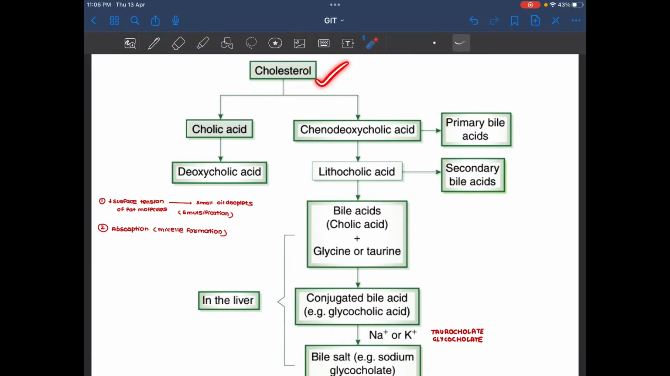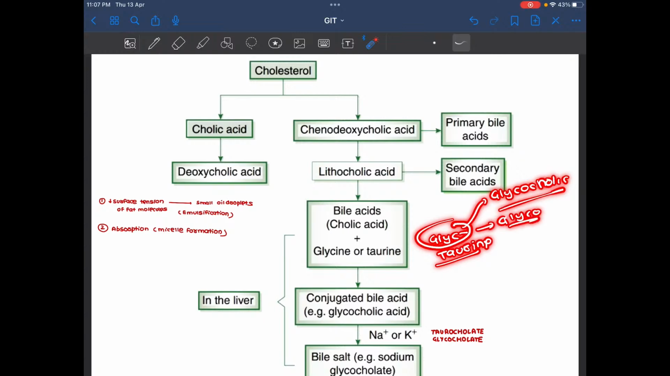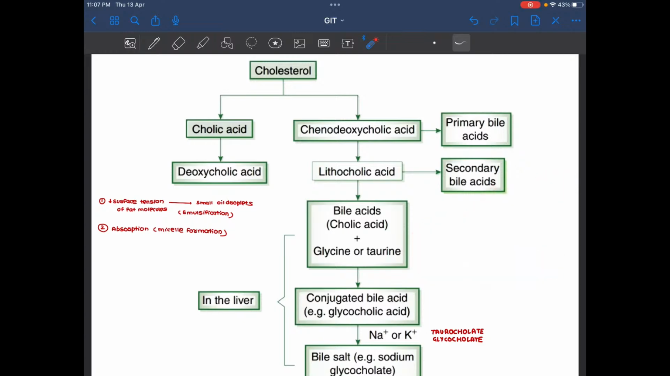So what happens is the cholesterol is going to form the primary bile acids, of which we have two: cholic acid and chenodeoxycholic acid. Just remember cholic acid, chenodeoxycholic acid. Whenever these bile acids conjugate with either glycine or taurine, what can they form? When it conjugates with glycine, it can form glycocholic acid, or glycochenodeoxycholic acid. When it conjugates with taurine, obviously it can form taurocholic acid and vice versa. So these are your primary bile acids.